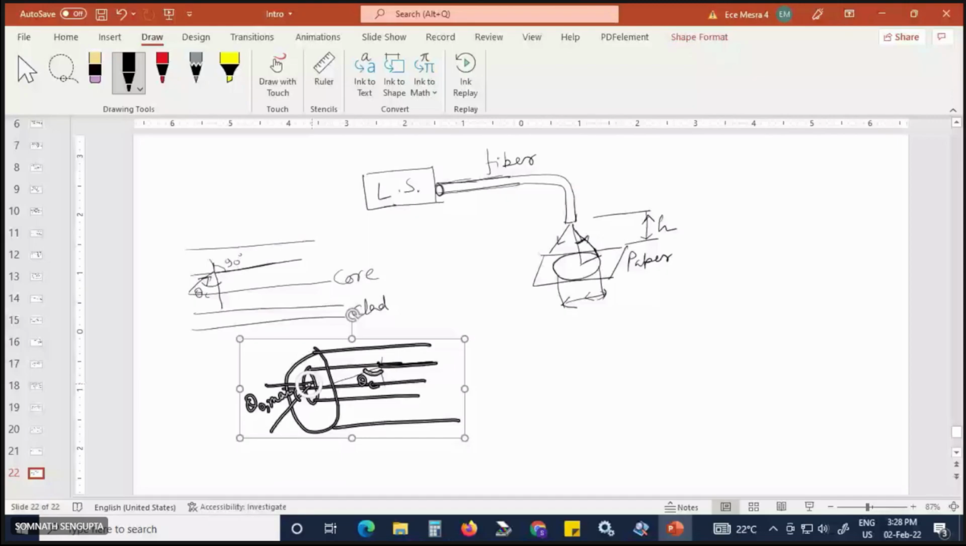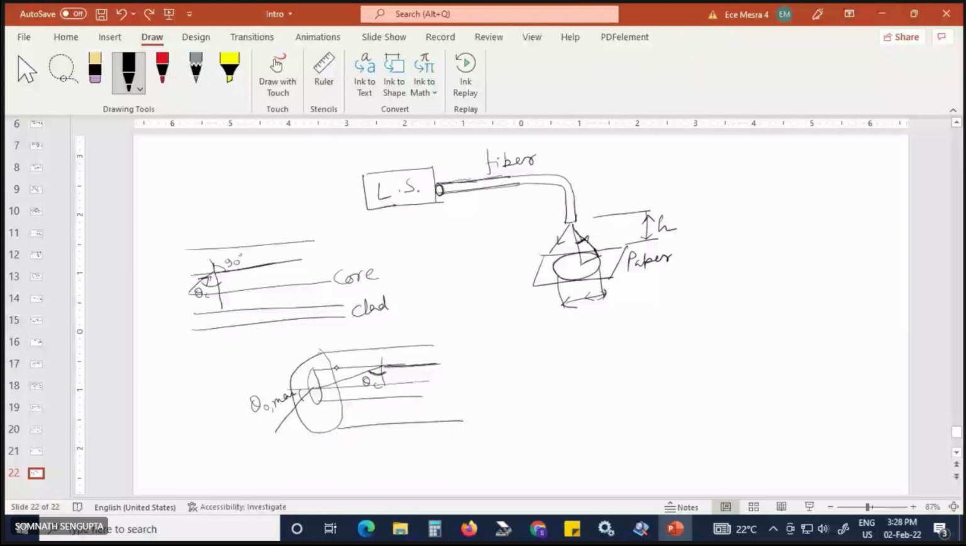So this numerical aperture is sine theta 0 max, the maximum acceptance angle. If the light is incident from air, where n0 is equal to 1, then numerical aperture is n0 times sine theta 0 max. So when the light is incident from air, n0 is 1, and numerical aperture is only sine theta 0 max.